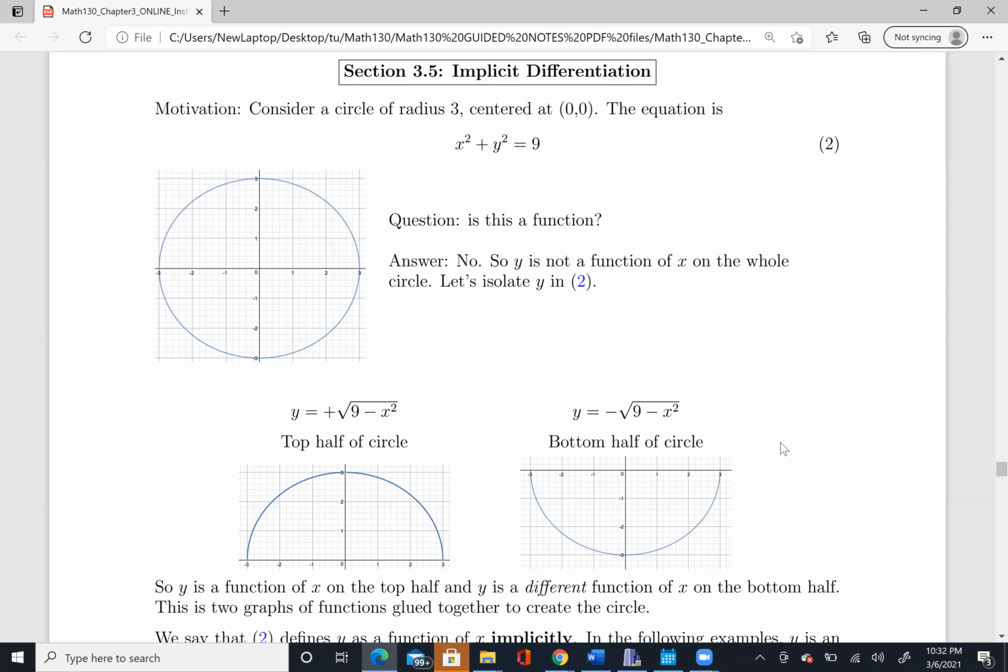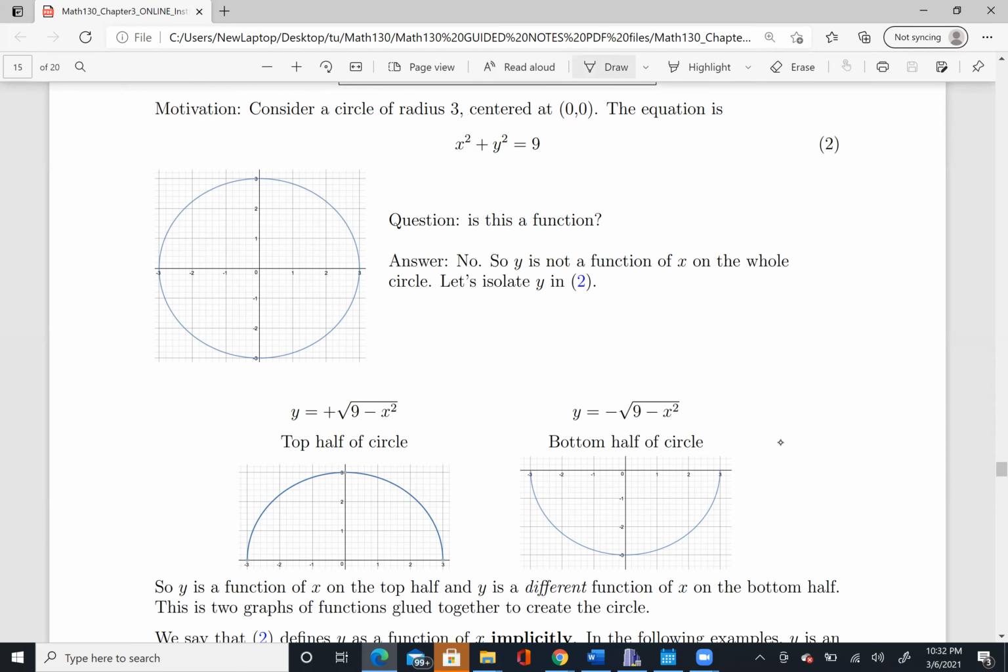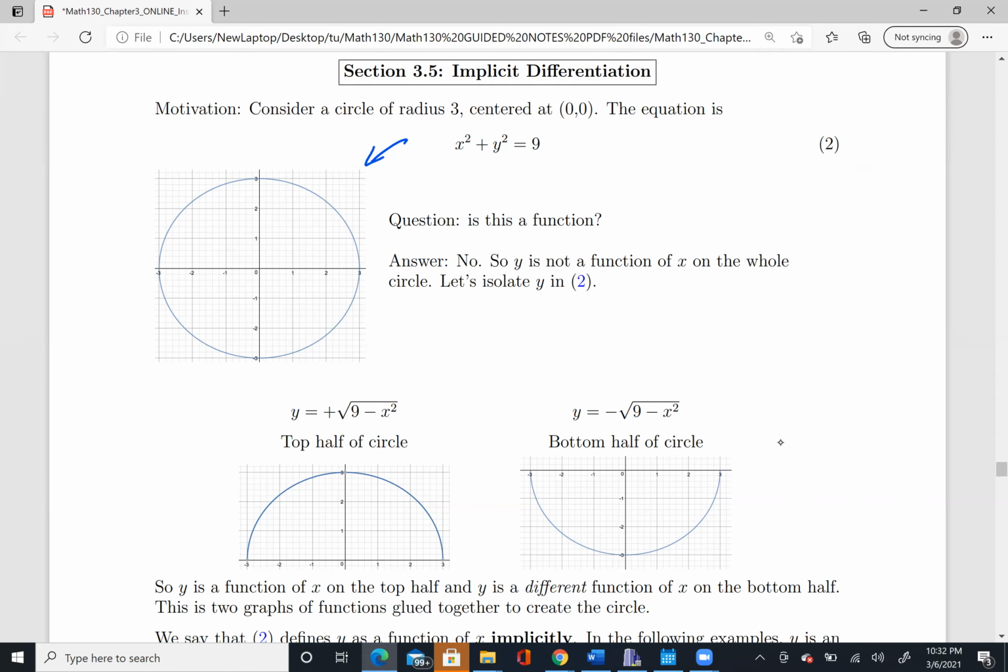So in this session, we will start with an equation over here: x squared plus y squared equals 9. And as you can see, this is an equation of a circle. This circle has a radius of 3, and the center is at (0, 0).